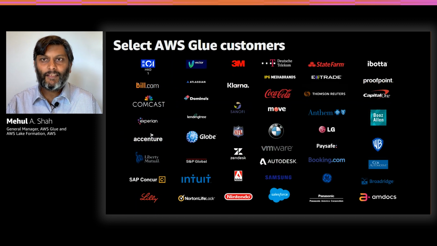Here's a selection, a small subset of some of the customers and partners that are on our service. You can see that these enterprises span the gamut, from small to big, from financial services, from the auto industry, from media companies, and so on and so forth. Glue is applicable in a lot more contexts than a single vertical.